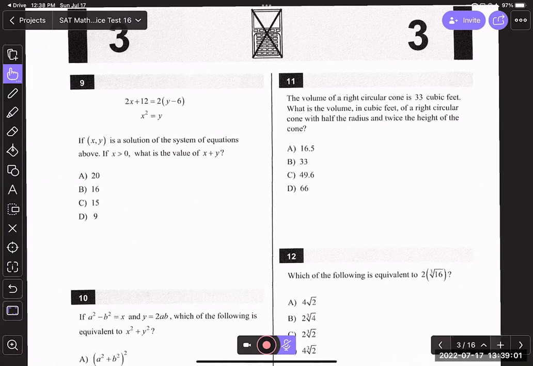Trying to think about it. If xy is a solution to the system of equations above, and x is greater than 0, what is the value of x plus y? So what does it mean if it's a solution to the system of equations?